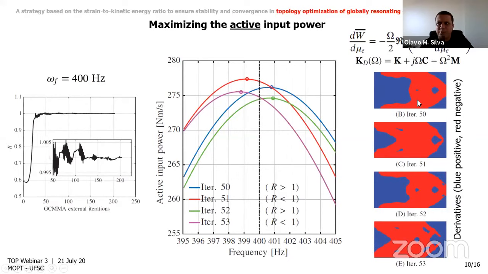Consequently, we have abrupt variations of the sensitivities of the active input power. On the left side of the resonance, we have more influence of the stiffness, and on the right side of the resonance, we have more influence of mass.